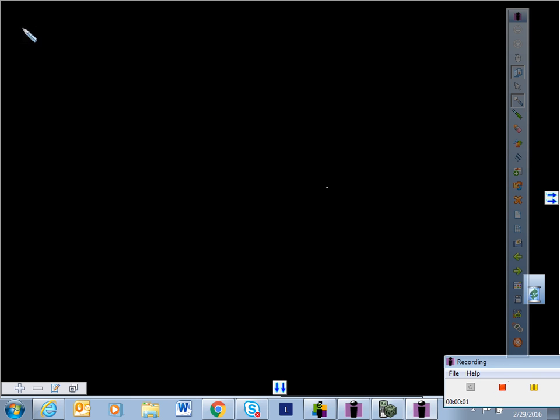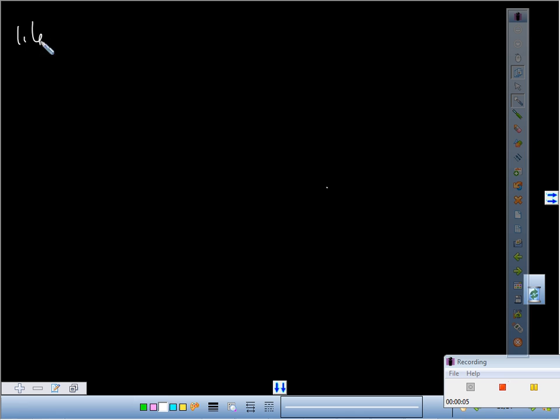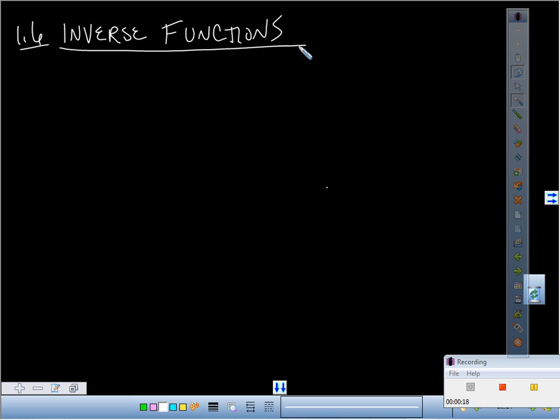So we are going to do 1.6, which is inverse function. Yeah, inverse function.